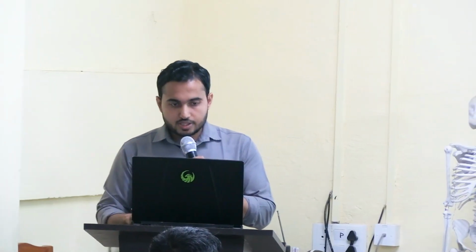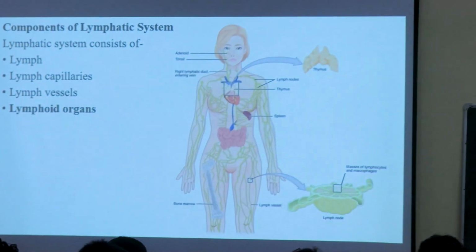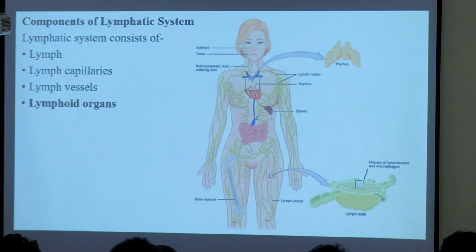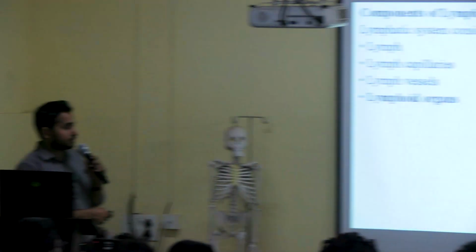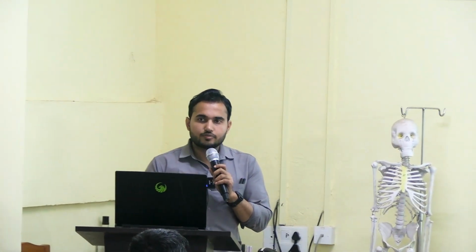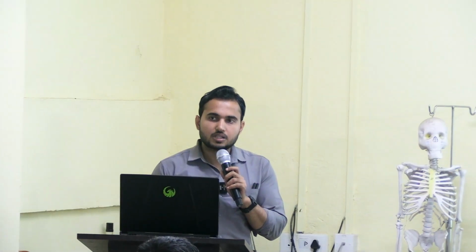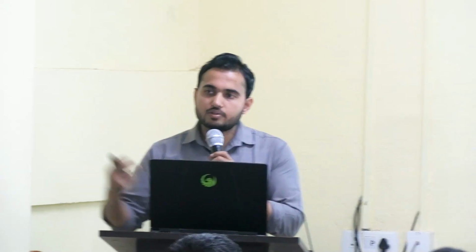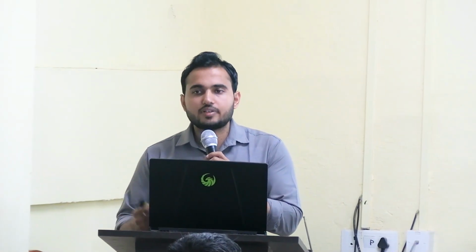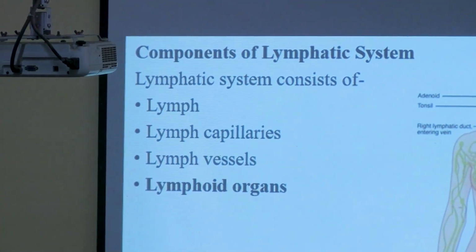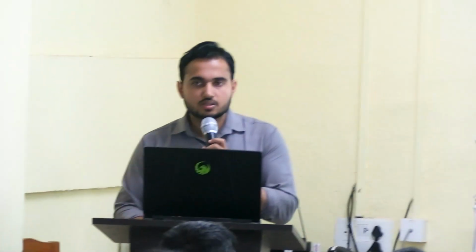Next, if you see the lymphatic system in our body, there are several components. What are these components? First of all, lymph. Obviously, lymph will be there because it has to flow, and we have seen how the lymph is produced and the constituents of the lymph. Once the lymph is produced, it has to flow. How will it flow? With the help of different lymphatic vessels. The smallest ones are called lymph capillaries. Then the larger ones are the lymph vessels, and after that we have lymphoid organs. So these are the constituents of the lymphatic system.